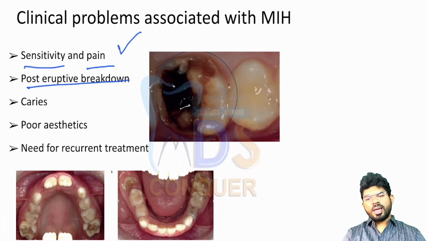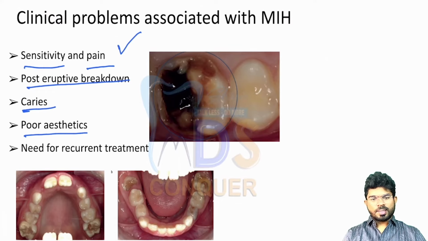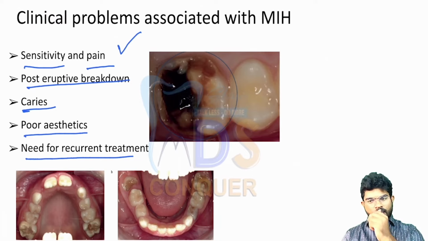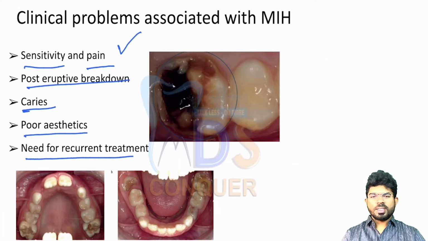Teeth are more prone to caries, because the enamel is weak. There are discolorations, poor aesthetics, and the need for recurrent treatments, because all the teeth will not get affected at the same time. Destruction will be at different phases, so recurrent treatments are required. So these are the clinical problems associated with MIH.